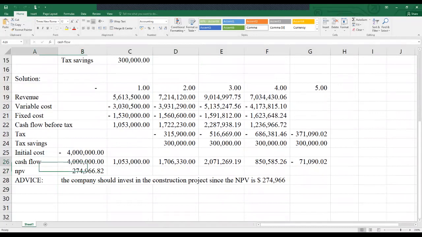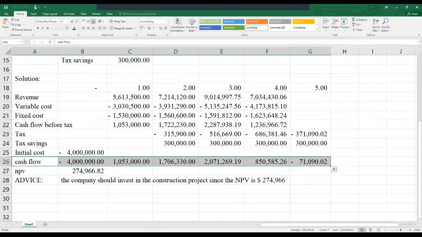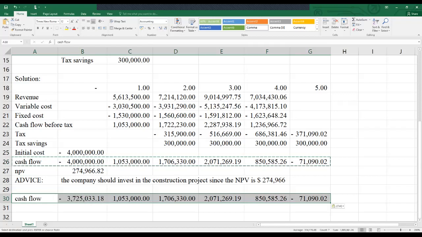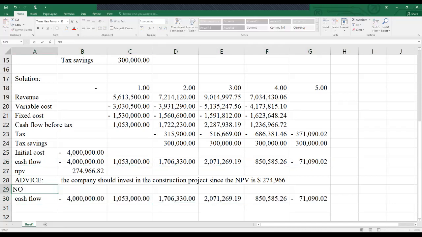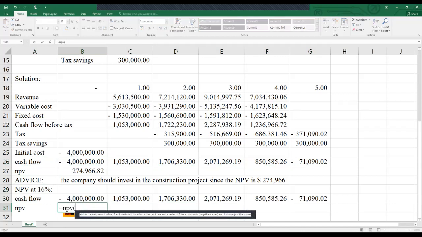Now let me copy these cash flows, paste values. Therefore, we now want to get the NPV at a different rate. Let me call this NPV. We use a trial NPV at, let's say, 15 or 16. That's 16%. Be equal to NPV. You still remember how to get NPV.